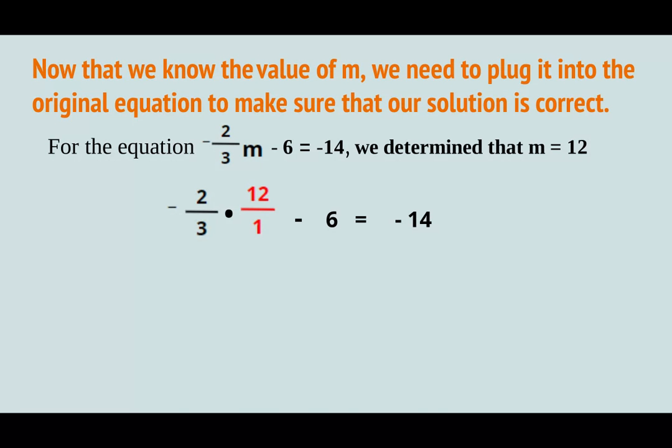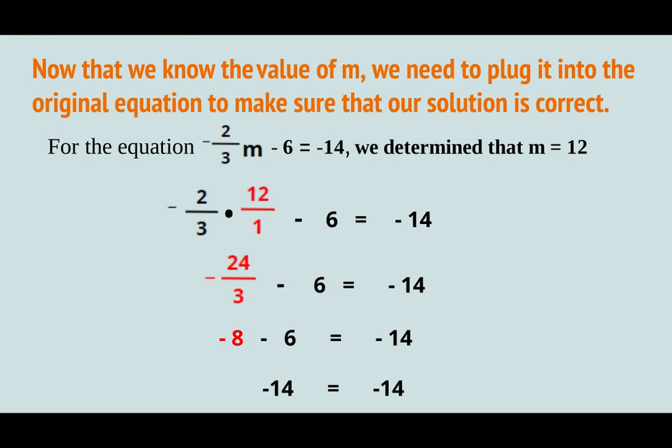Why am I doing 12 over 1? Because I'm multiplying it by the fraction. So we want to multiply numerator by numerator, denominator by denominator. So I'm going to do negative 2 times 12 and 3 times 1. That's going to give me negative 24 over 3 minus 6 equals negative 14. And then your integer rules. What is negative 24 divided by 3? Well, it's negative 8. Negative 8 minus 6 is negative 14. Negative 14 does equal negative 14. So we have successfully solved this problem.